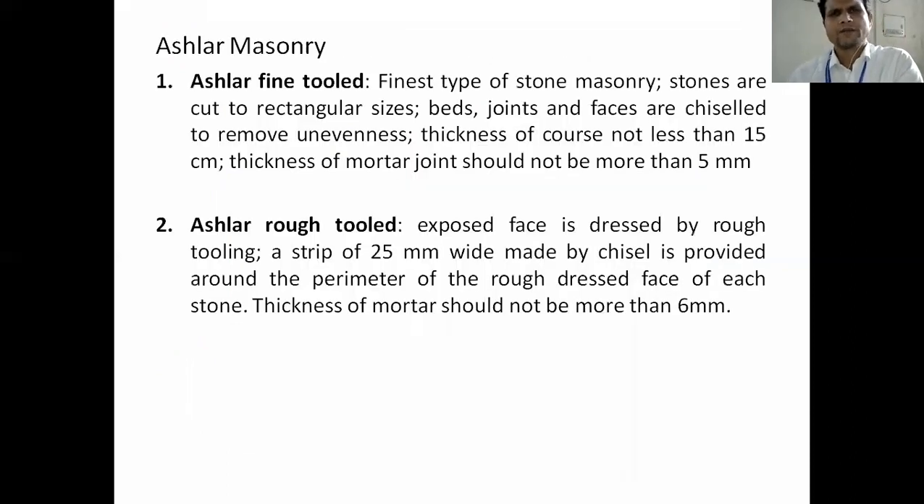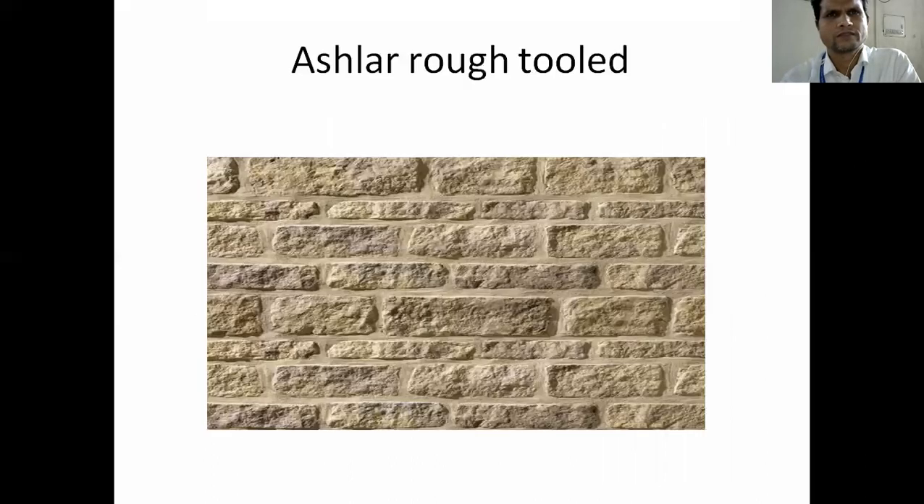Ashlar masonry means here we do some work on the stones to give them particular shapes. Then ashlar fine tooled. Fine tooled means we have properly dressed the stones. Then ashlar rough tooled. Rough tooled means some work is made on the stone, but the stones are not properly dressed, though they have some regular shape. This is the picture of ashlar rough tooled. Here we can see that stones are dressed having some shape but not exact shape.